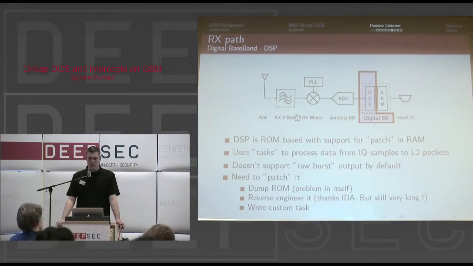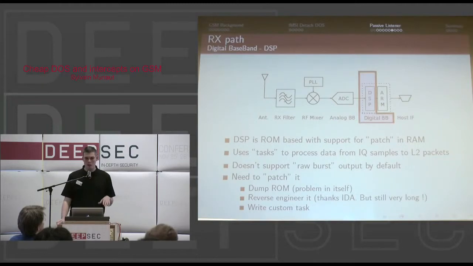Okay. The next step, inside the digital baseband, which is like the biggest chip on the phone, there are two subchips: the DSP that will do all the demodulation and things like that, and the ARM. The DSP is ROM based. That is, there is a firmware. It's hard written. We cannot change it.